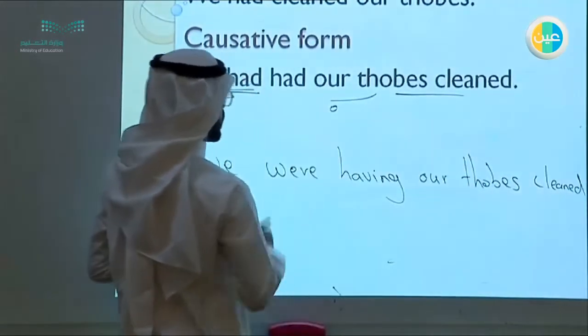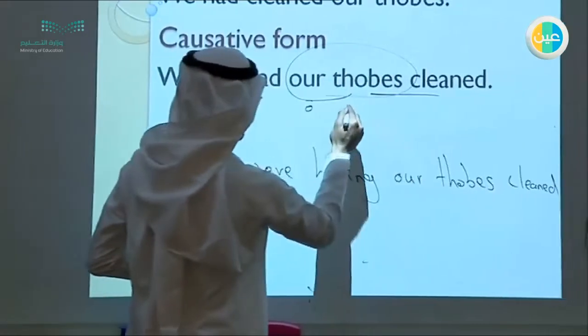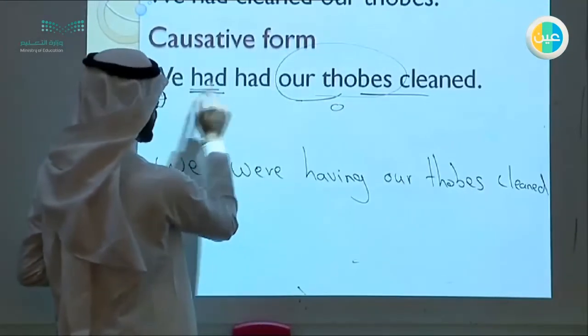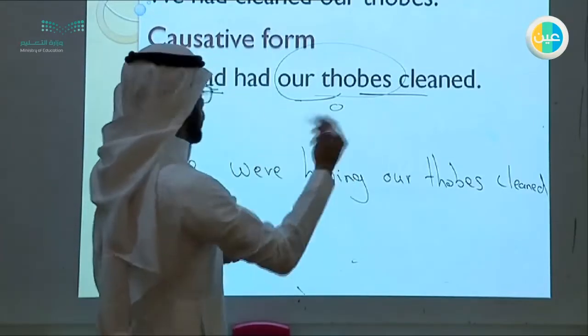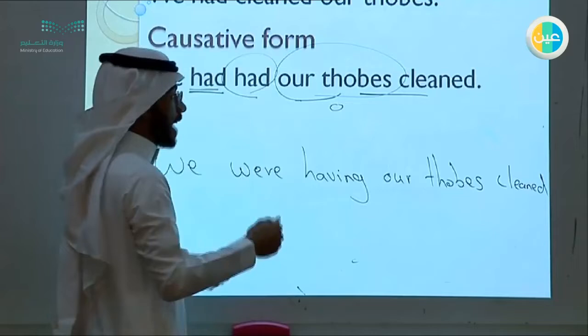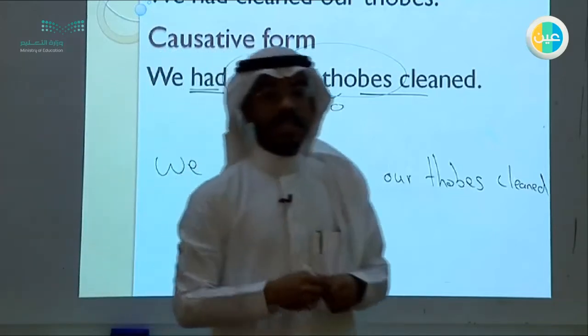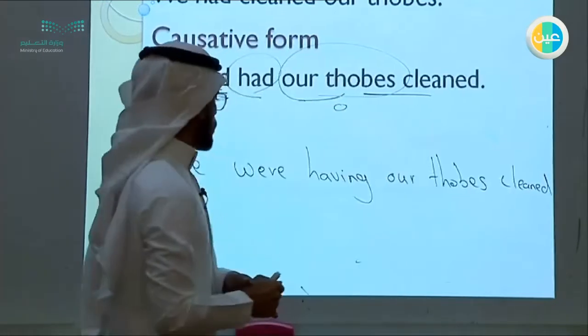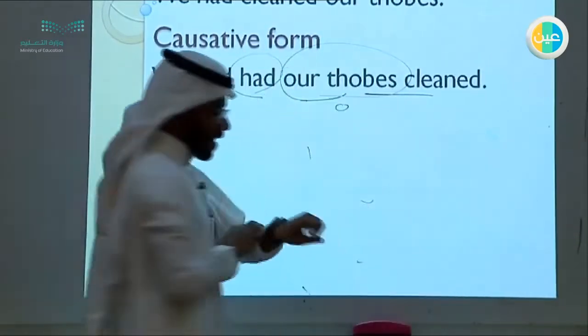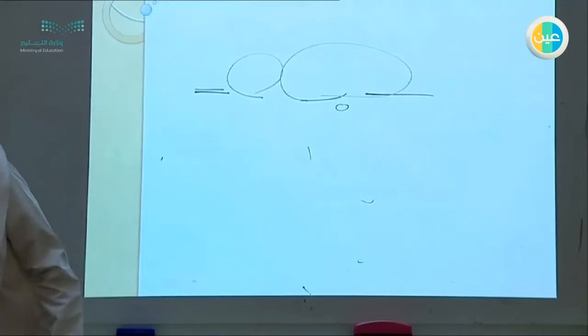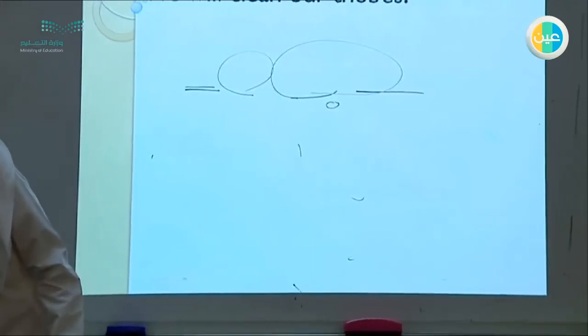This is the object, our thoughts. And had, because it's in the past, and in the present perfect we use had. So we had our thoughts cleaned. We had our thoughts cleaned. So this is about the present and the past.